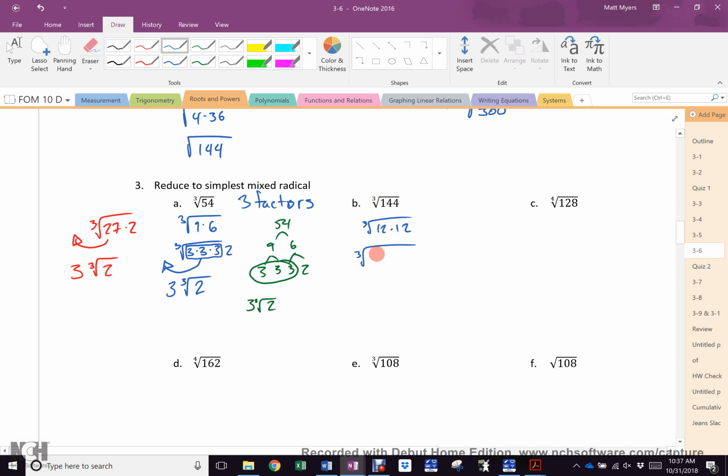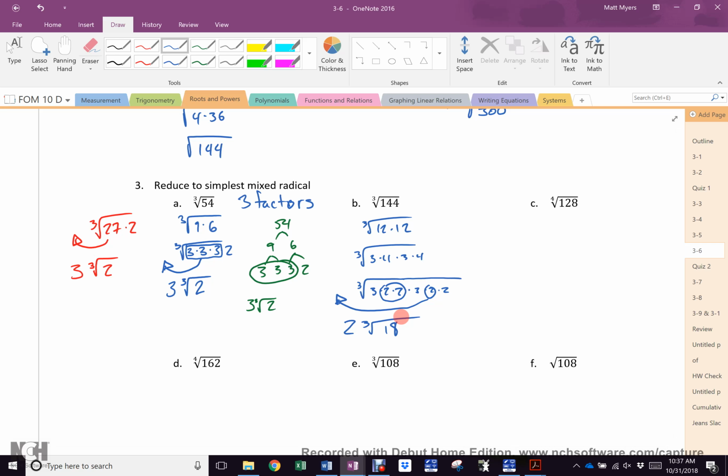I do know that that is 3 times 4 and 3 times 4. Any groups of 3? No. I also know that's 3 times 2 times 2 times 3 times 2 times 2. Any groups of 3? Yeah. How many? 1. 1. 2 and 2. So what comes out? 2. What stayed under there? 3 times 3 times 2 times 2, which is what? 3 squared times 2. 3 squared is? 9 times 2, 18. Everybody cool?